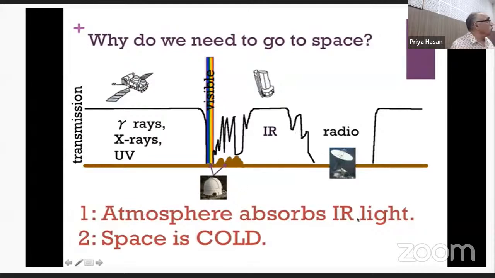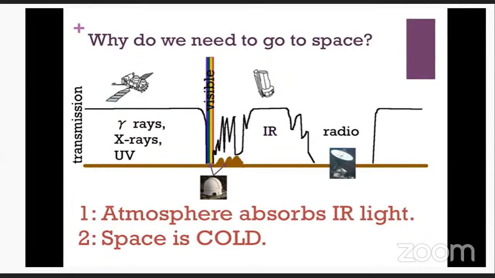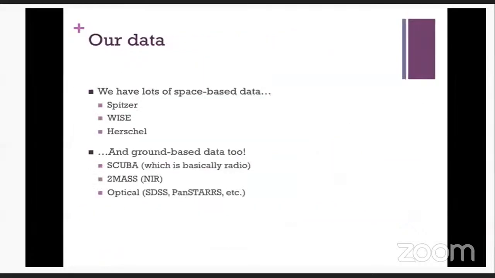So the main reason we need to go to space for infrared astronomy is that the atmosphere absorbs the IR light. We have no choice. But the other big reason is that space is cold. If you're observing little tiny bits of heat, then your telescope needs to be as cold as you can get it. And there's really nothing colder than space.